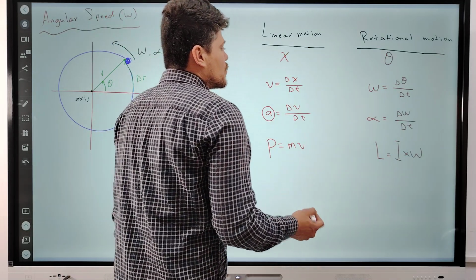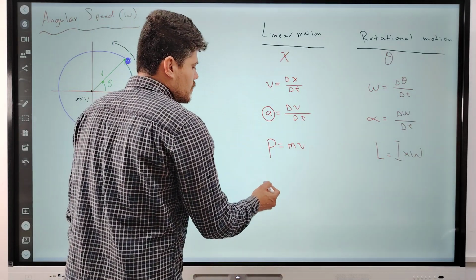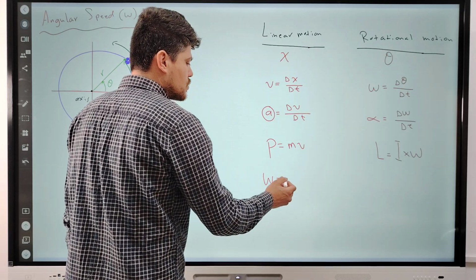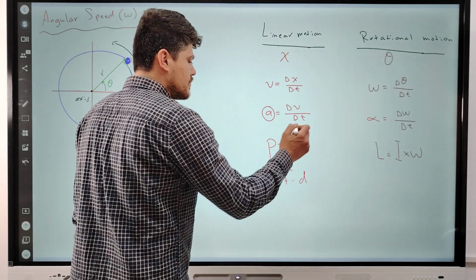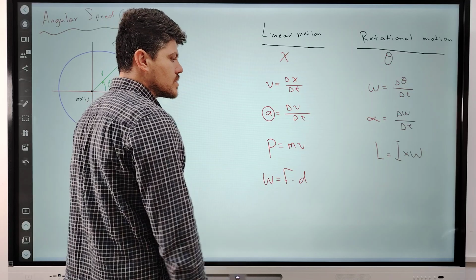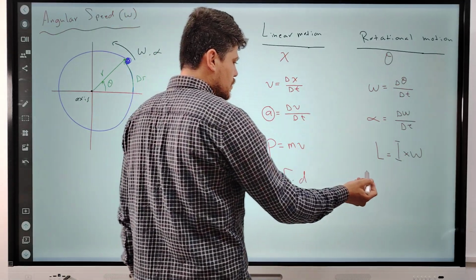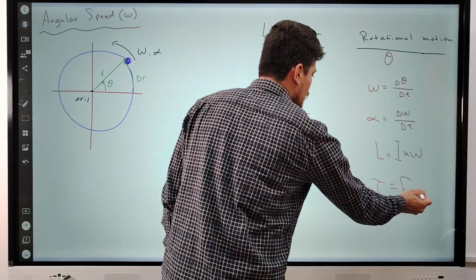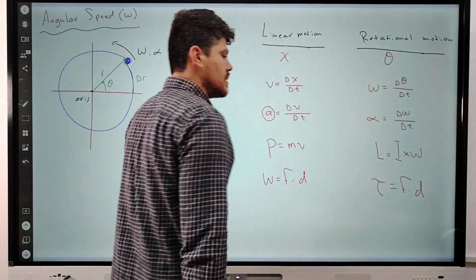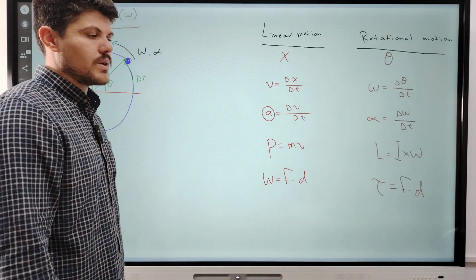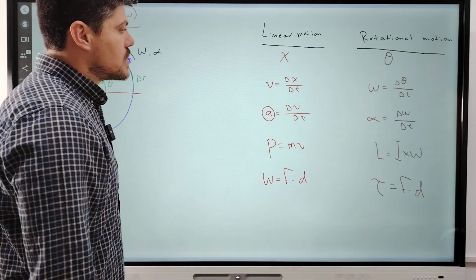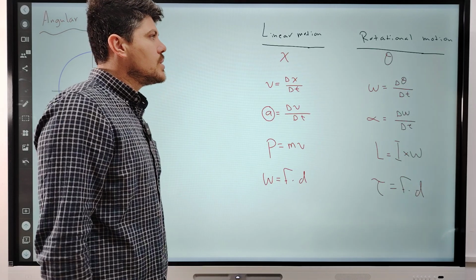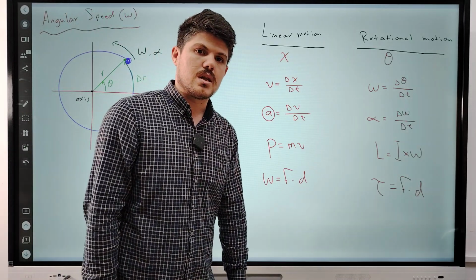Also in grade 11, you have learned about work, and work is equal to Fd, or Fd cosine theta. But in rotational motion, we have torque, which is equal to Fd sine theta, when the angle is given. So these are some variables from linear motion and rotational motion.